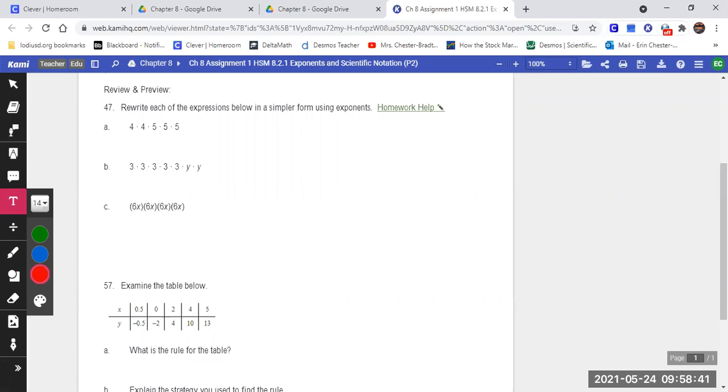I need everybody here, please. Turn in that assignment and get on to your Chapter 8, Assignment 1.